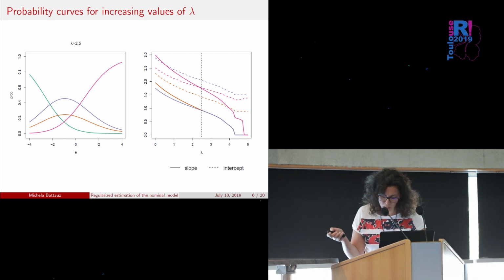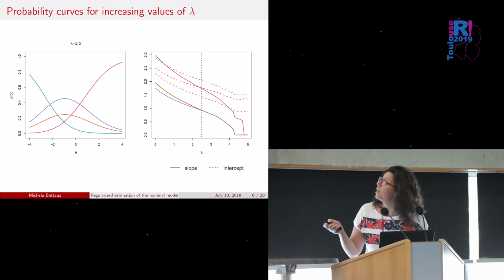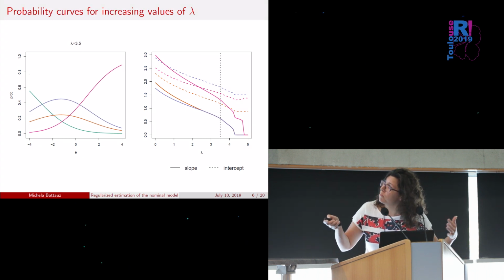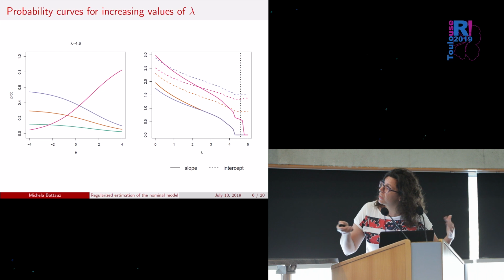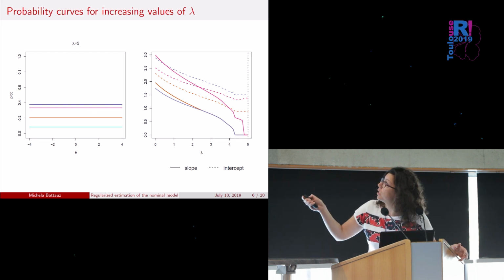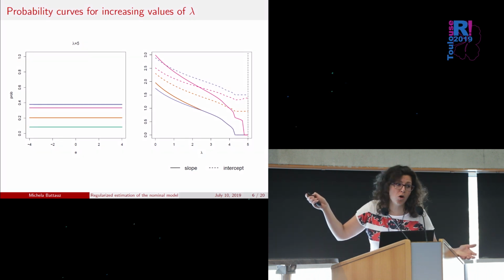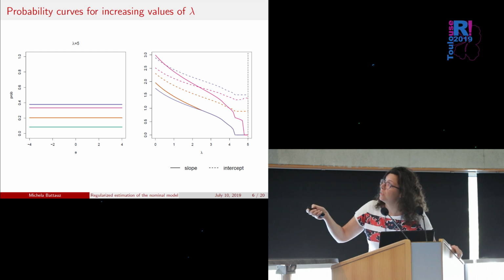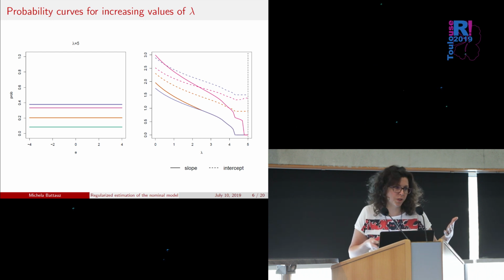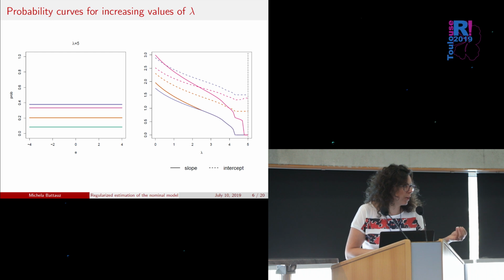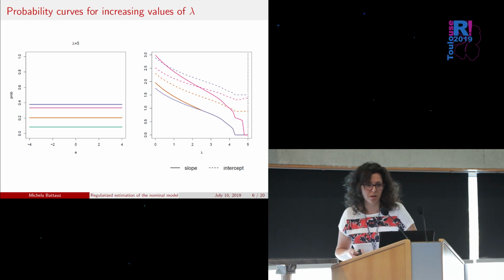Okay? If we go on increasing the value of lambda, these curves become more flat, and at the third part, they are completely flat, because here these slope parameters are all equal to 0. And this means that there is no more relation between the latent variable and the probability of giving a certain response.